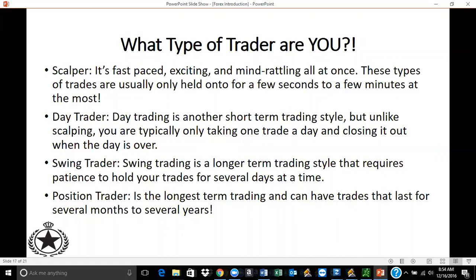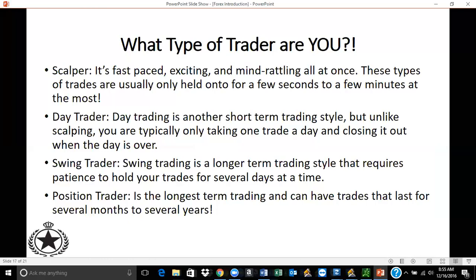Swing trading. Swing trading is a long-term trading style that requires patience to hold your trades for several days at a time. You have to be patient. You're talking about a swing trader. You might get into your trade today, and you might hold that trade all the way to next week.